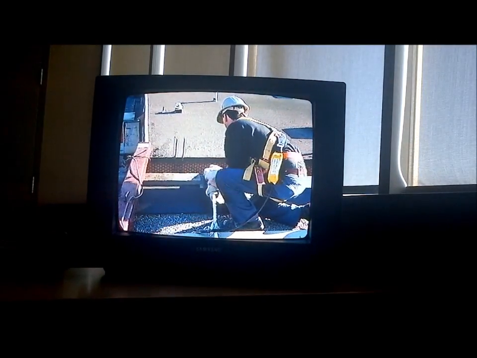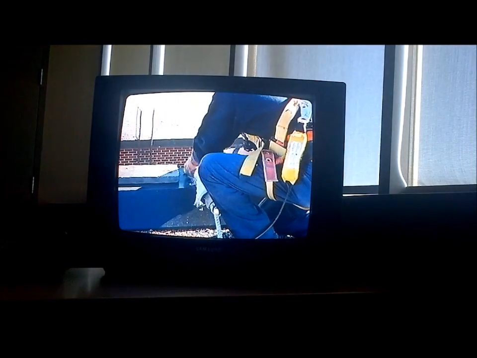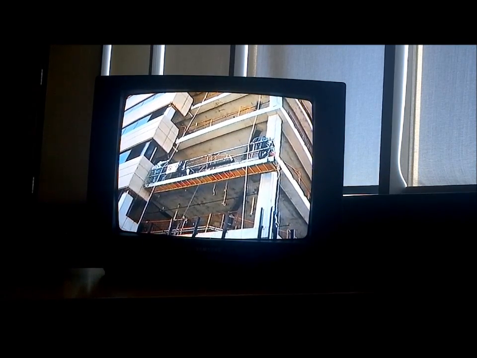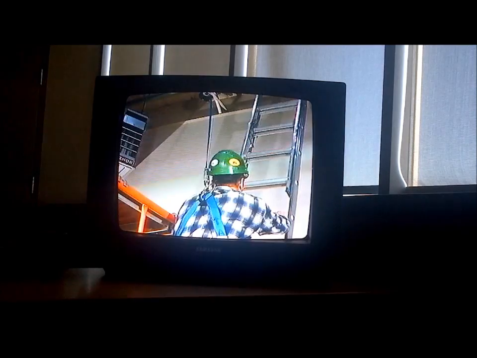Arrange your lanyard or lifeline so that it won't be cut, chafed, abraded, or exposed to hazards such as extreme temperatures, flame, and abrasive or corrosive materials. Remember, only one person at a time may use a vertical lifeline.